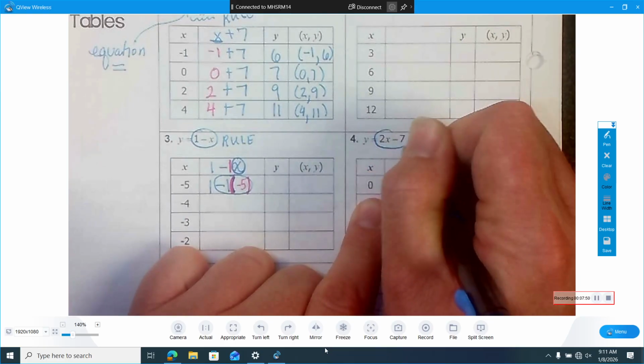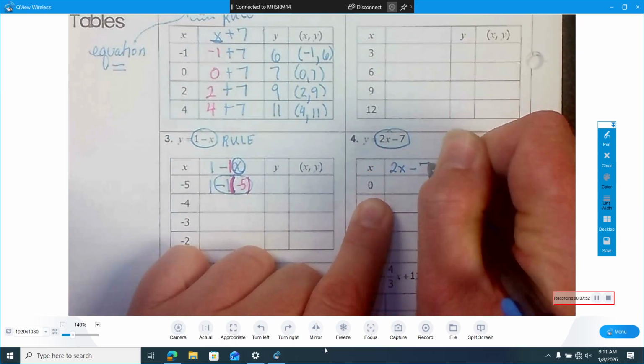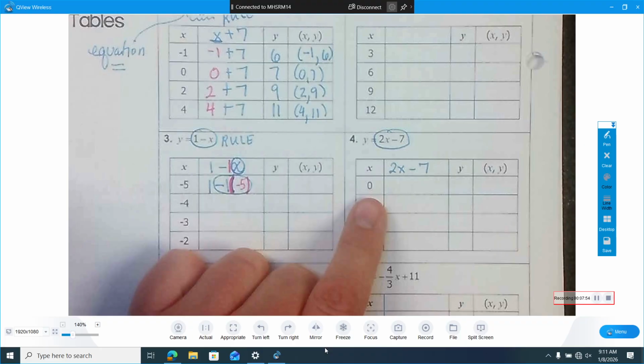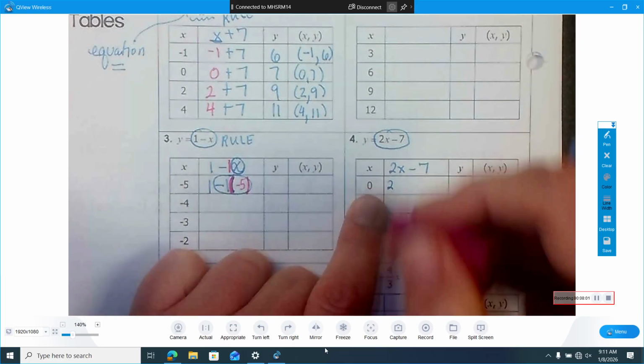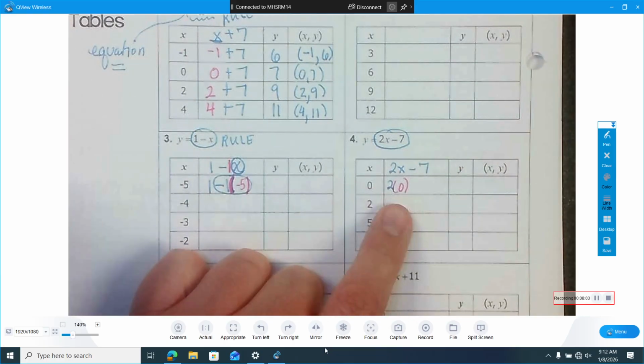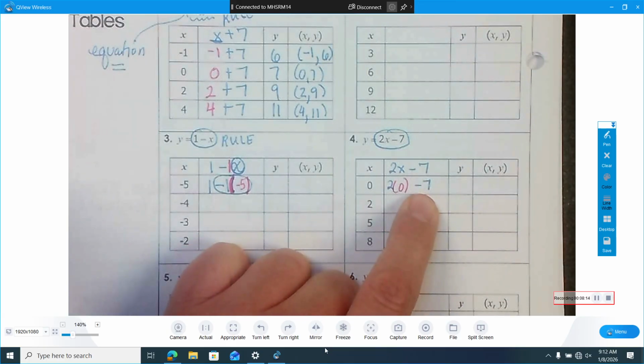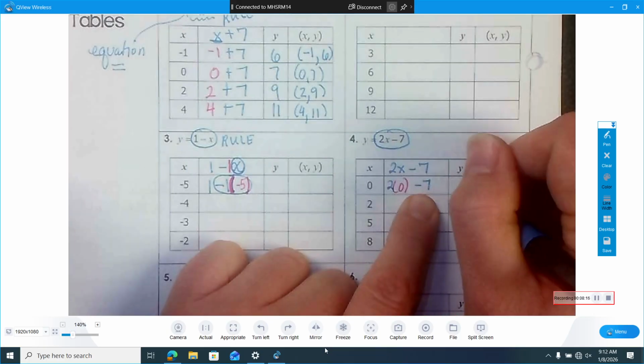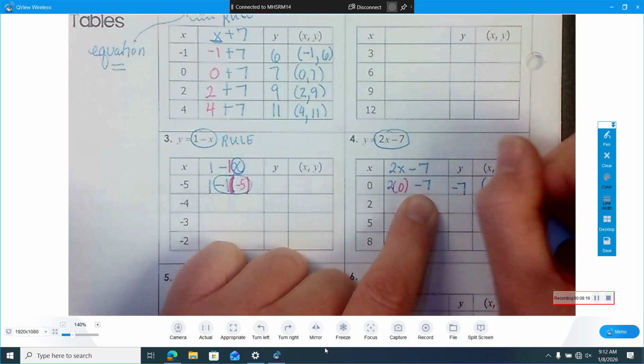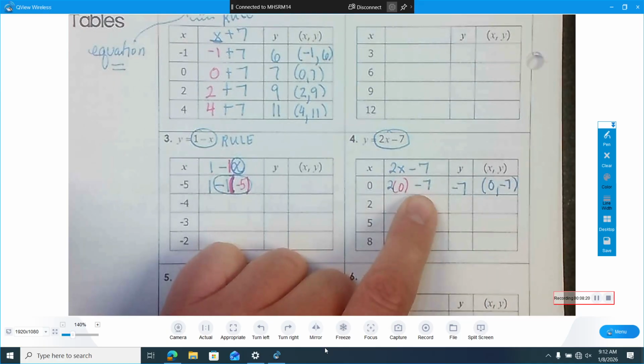My rule is right here, the 2x minus 7. What are we replacing the x with? A 0. So I have a 2, and again, I'm going to plug in my 0 in place of the x, and remember to use parentheses so you do it correctly. All right. What is 2 times 0? 0. And then we have to subtract 7. What do we get? -7. All right. So I have an ordered pair of 0, -7.